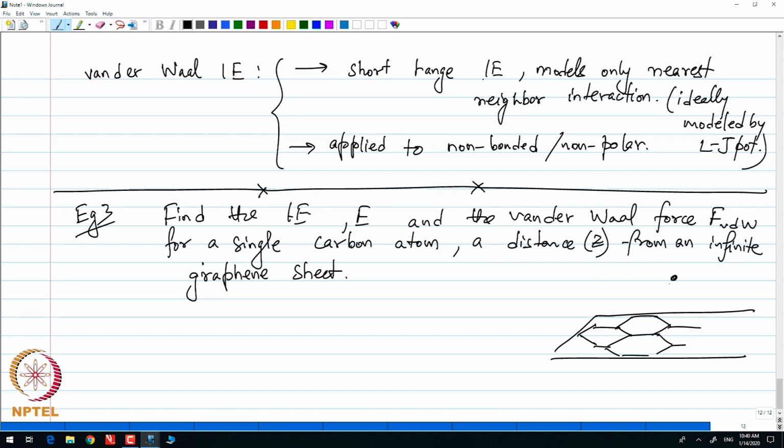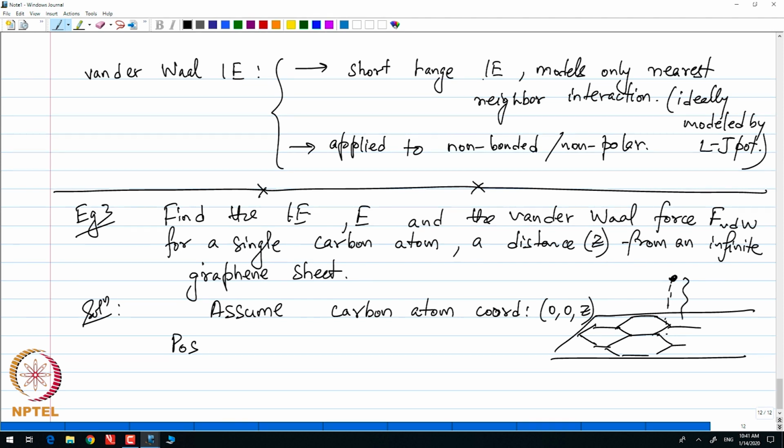And then we have a carbon atom which is sitting on top of this sheet, and we want to model the interaction of this carbon atom with the sheet. To model this interaction, let me place this carbon atom at a convenient location relative to the sheet. So, we are going to assume that the carbon atom coordinate is 0 0 z.